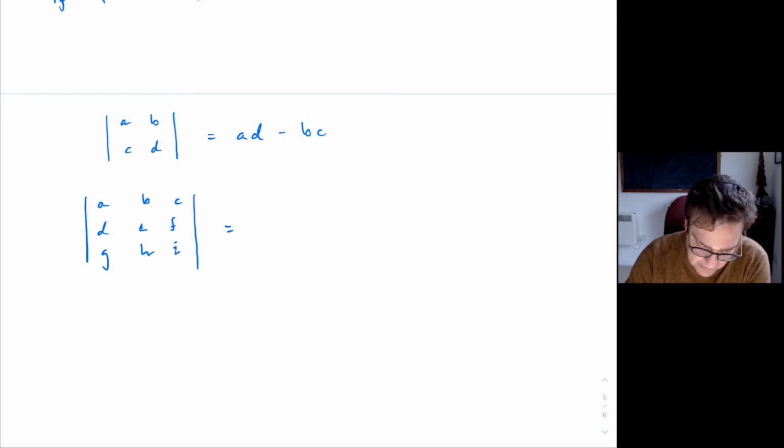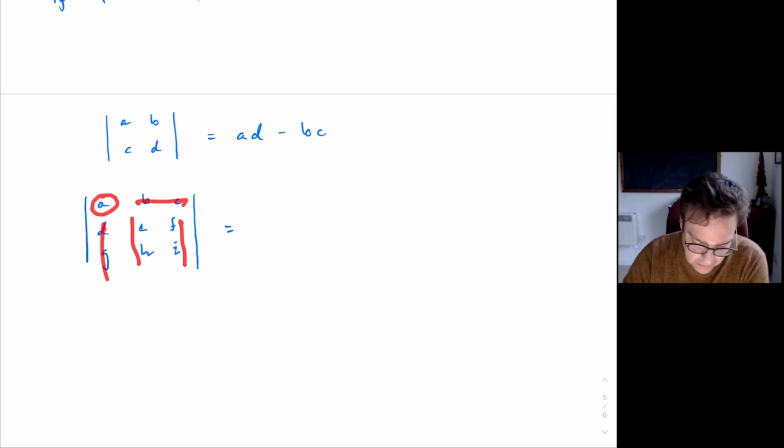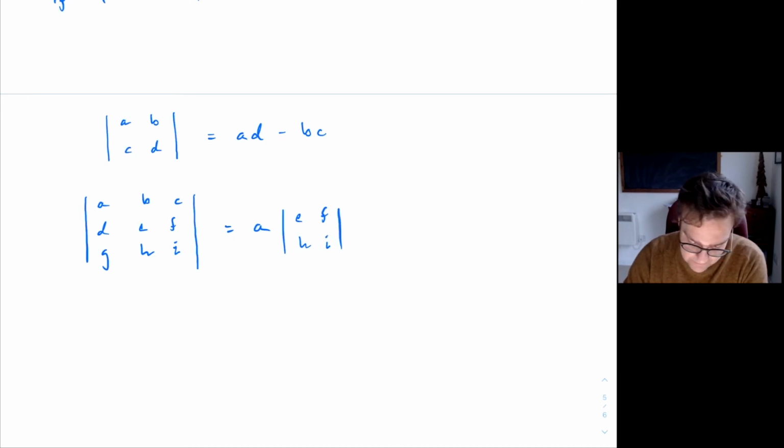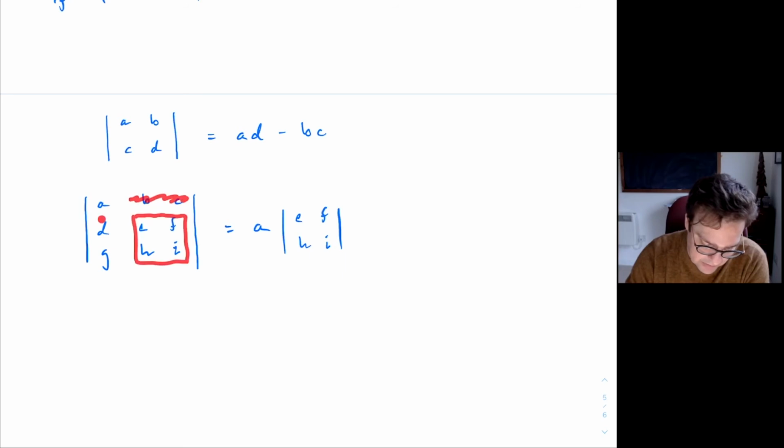This determinant, you're going to build it up as a bunch of 2 by 2 determinants. So the first thing you do, we're going to go along the top row. We take the letter A, and then we multiply it by the determinant of the things that are not in its row or column. Let me write that out so maybe it's more clear. A times the determinant of E, F, H, I. Those are this box here, and they're all the elements that are not in the row that A is in and not in the column that A is in.